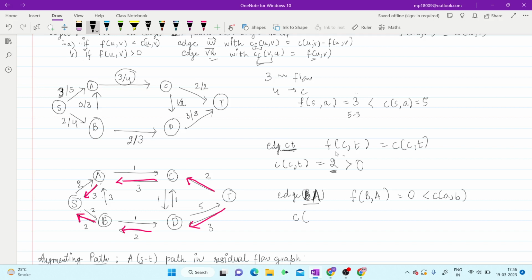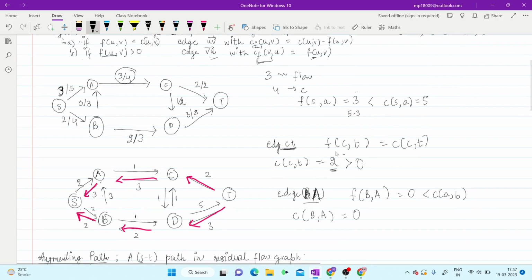But the flow of BA is 0, so the second condition is not satisfied. So we won't have any edge in the reverse direction. And you can see that for the rest of the edges, other than these three, both conditions are satisfied. So we have one edge going in the same direction with capacity equal to the difference of capacity and flow, and the other edge going in the opposite direction with capacity equal to the flow value.